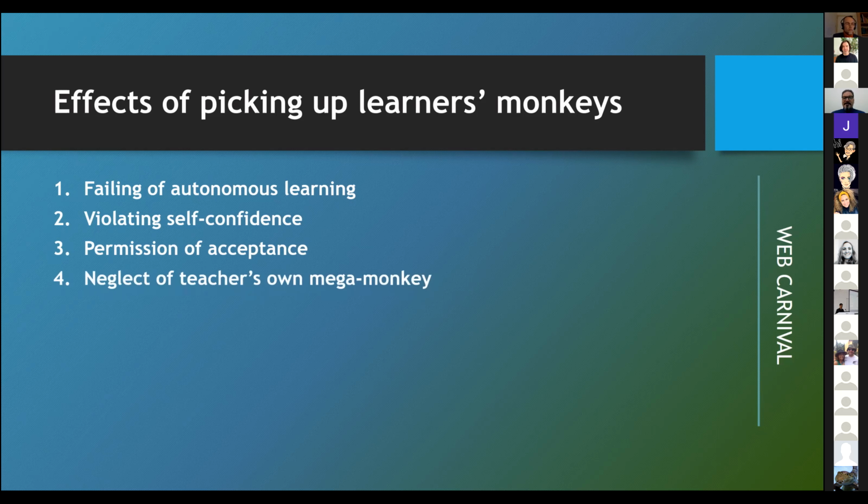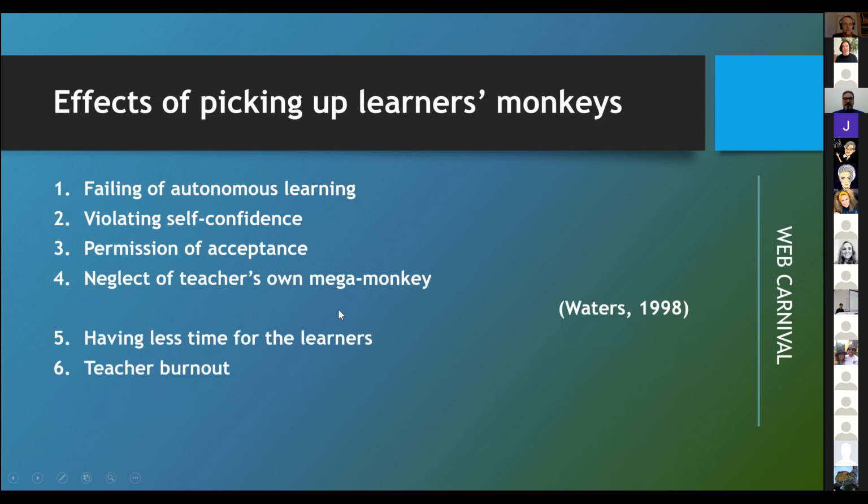And number 4, neglect of teachers' own mega monkey. I said we have lots of monkeys in our class as teachers, like lesson plan, materials, our own language, their mistakes in language, and lots of other things. So sometimes we need to ignore them because I'm taking some other monkeys in the classroom. They are the effects of picking learners' monkeys: having less time for the learners and teacher burnout. Of course, they are the ones mentioned by Waters 1998.